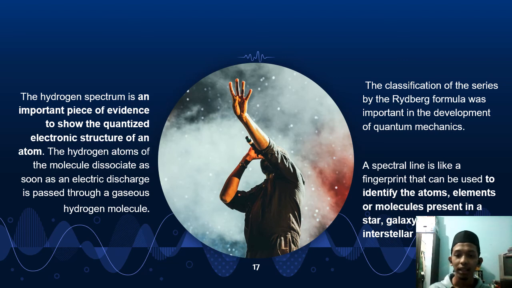A spectral line is like a fingerprint that can be used to identify the atoms, elements, or molecules present in a star, galaxy, cloud, or interstellar gas.